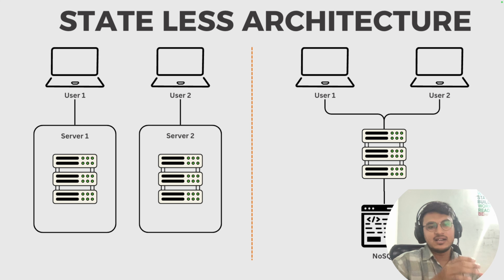A stateful server, which is on the left side, remembers client data between requests. So user one made some request, so his session will be stored here. User two made some request, his data will be stored in this second server. So if user one's session data and profile image are stored in server one only, then all of user one's requests must go back to server one only, because his data, everything, is in server one only.